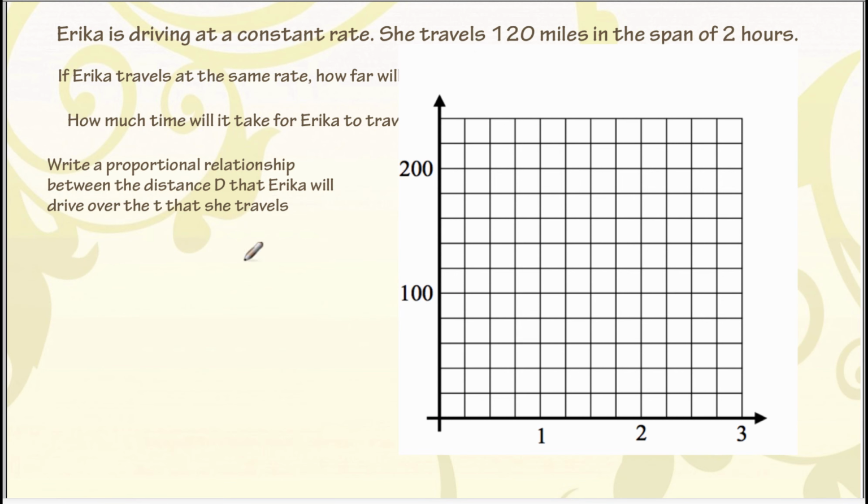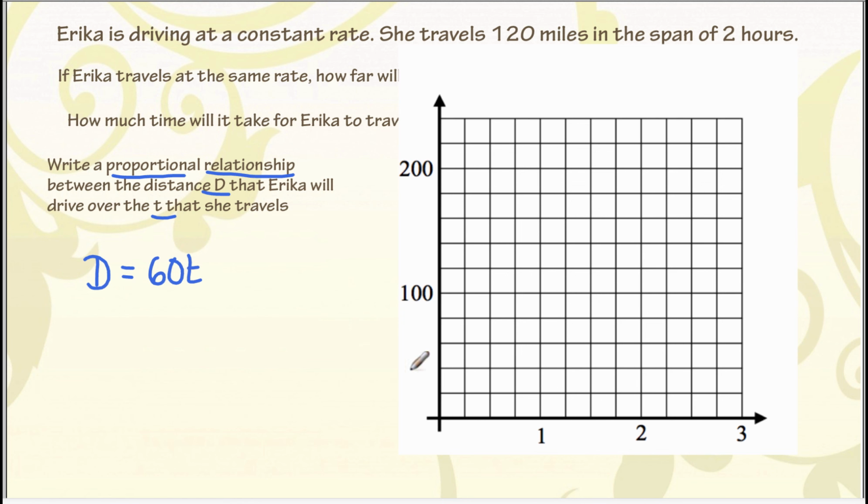Okay, the last thing I want to do is graph this. So her distance is found by taking her unit rate and multiplying by how many hours she drives. That is the proportional relationship between distance and the time that she travels. So here they wanted me to use t, so I'm going to change that h to a t because they said use t.